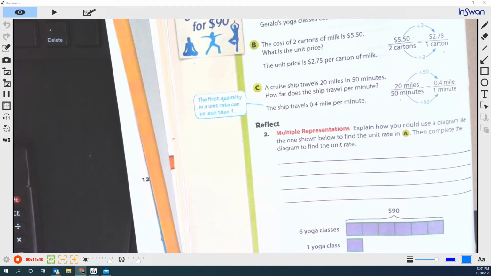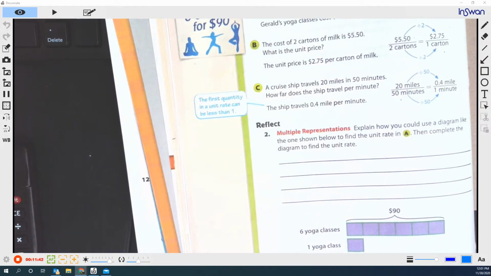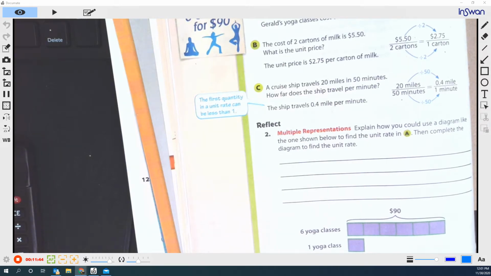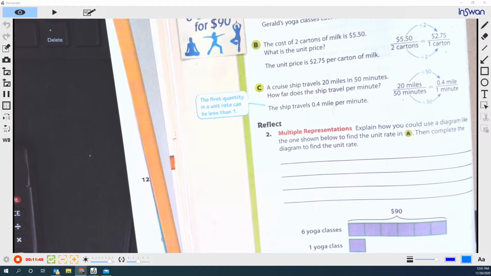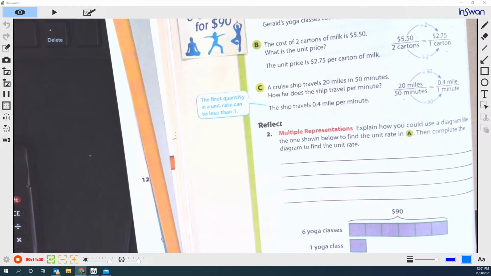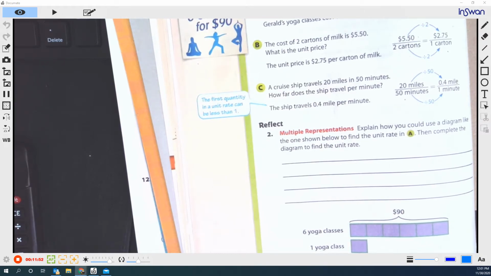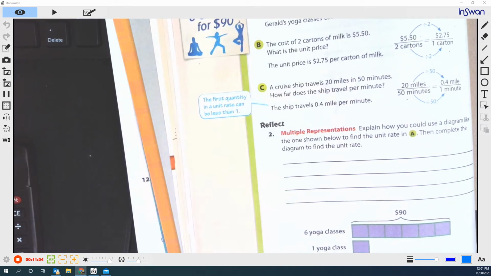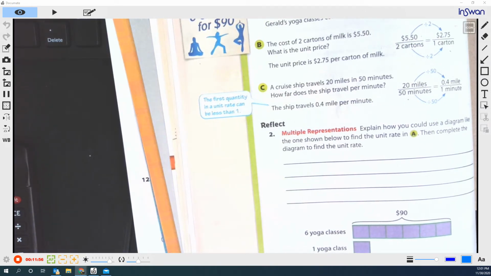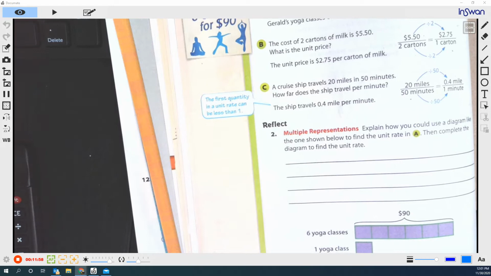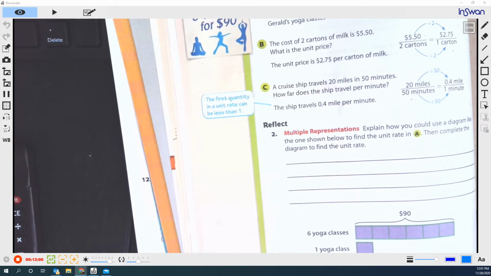The first quantity in a unit rate can be less than 1. And that is something that you need to keep in mind, because remember, we're dealing with things that are less than 1 whole. If I had a half a pound of peanuts to start with, then my first value is going to be 1/2 of a pound. I hope that makes sense.